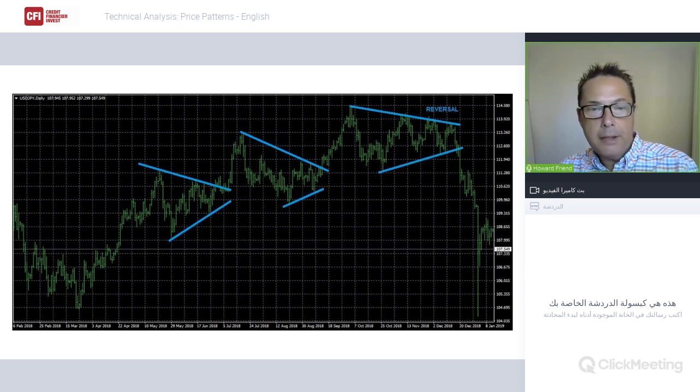Okay, again, dollar yen. This is a daily chart of dollar yen. And just to show you three examples of the symmetrical triangle, two continuation and one reversal. So what we have is an uptrend. The market goes into consolidation mode. We get the break of the falling supply line here, completes the pattern.